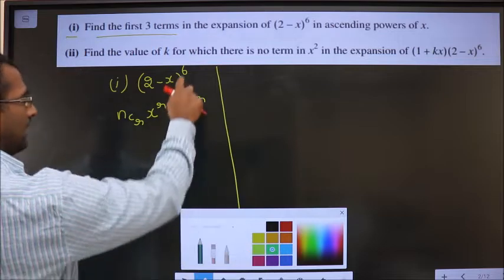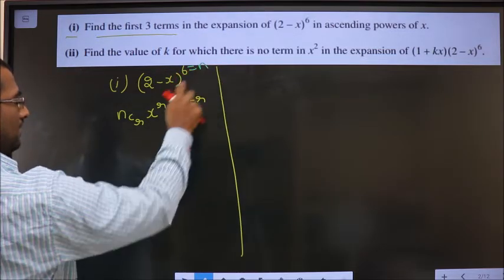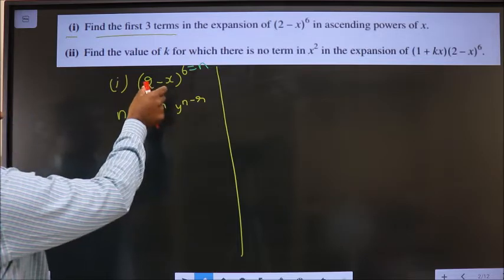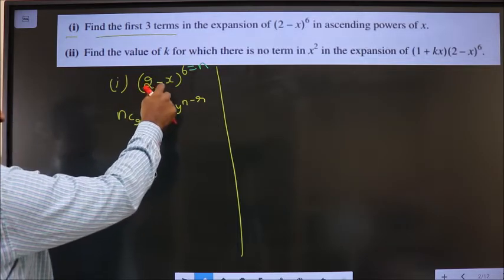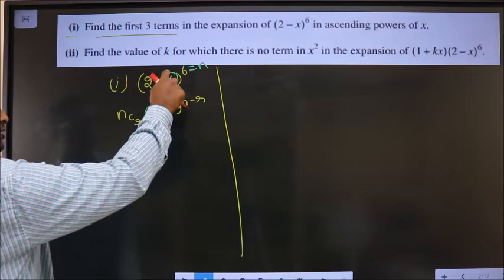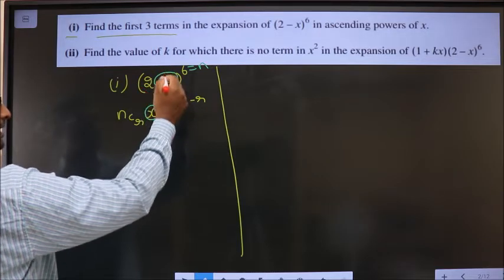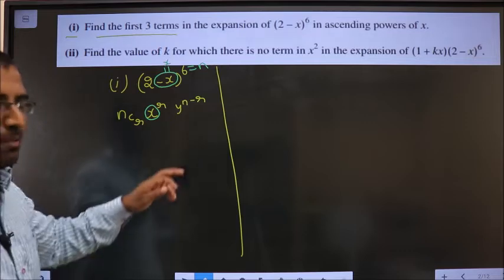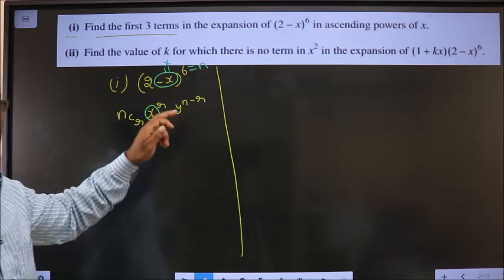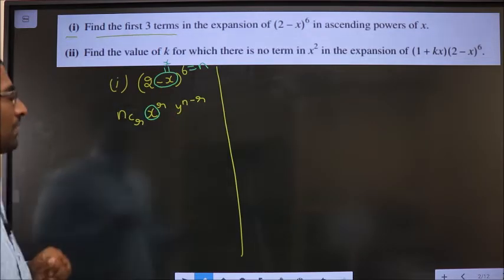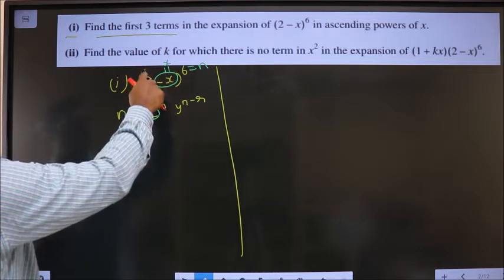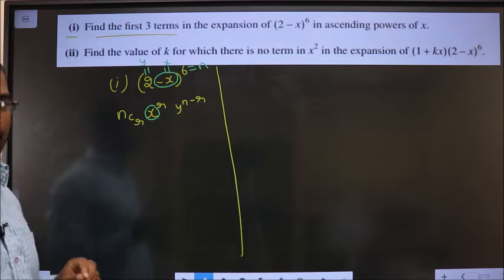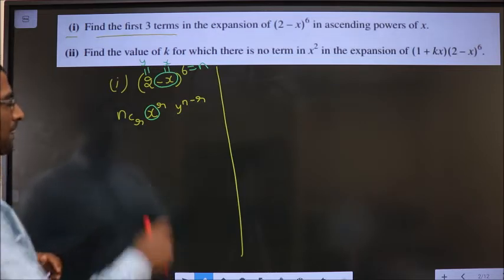Now what is n? The power is n. In place of x, what will you take? Inside the bracket, the x term you will take to be x, so along with the negative sign it should be taken for x. Many miss this negative sign, you should not miss it. Inside the bracket, the left out term will be taken for y. Okay, now replace them here.